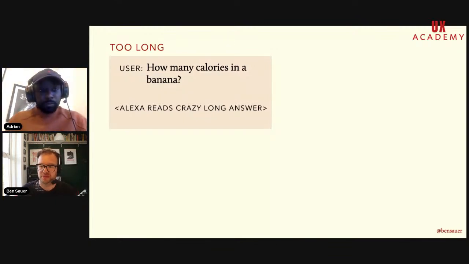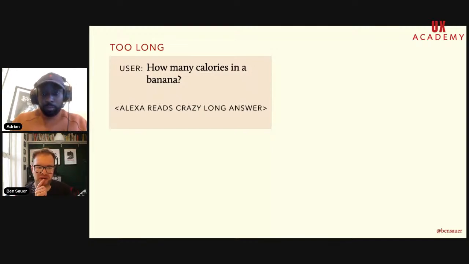Google, how many calories are there in a banana? There are 89 calories in 100 grams of banana. 89 calories in 100 grams of banana.